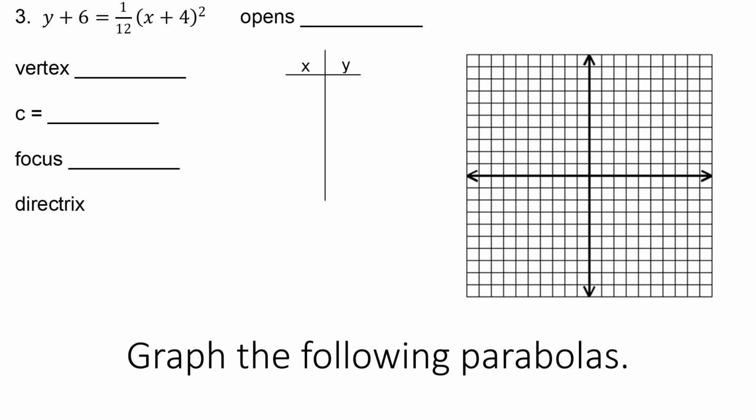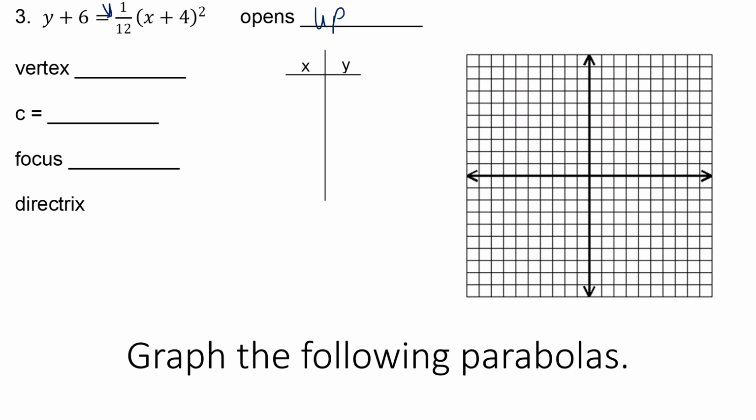Okay, and we are back. So we have y plus 6 equals 1 over 12 times x plus 4 squared. I'm looking at my a value here, and my a is 1 over 12, my coefficient, and it's positive. So therefore, it's going to open up. We're going to have a happy parabola.